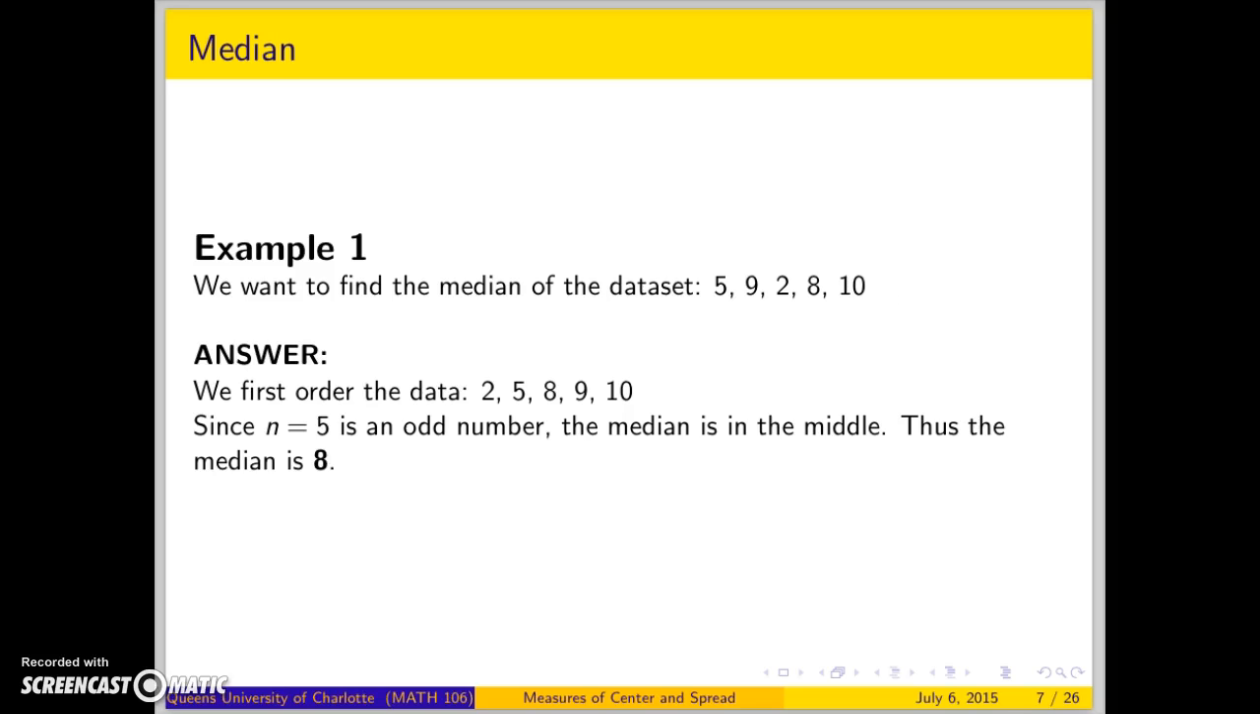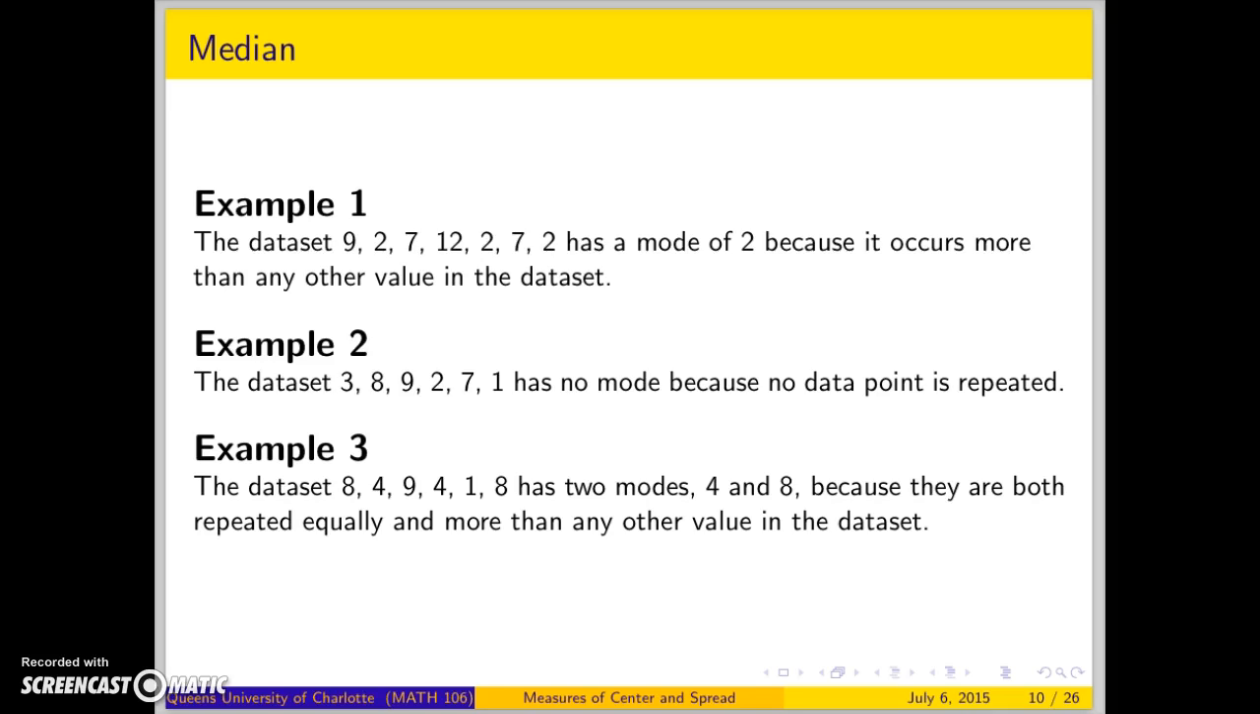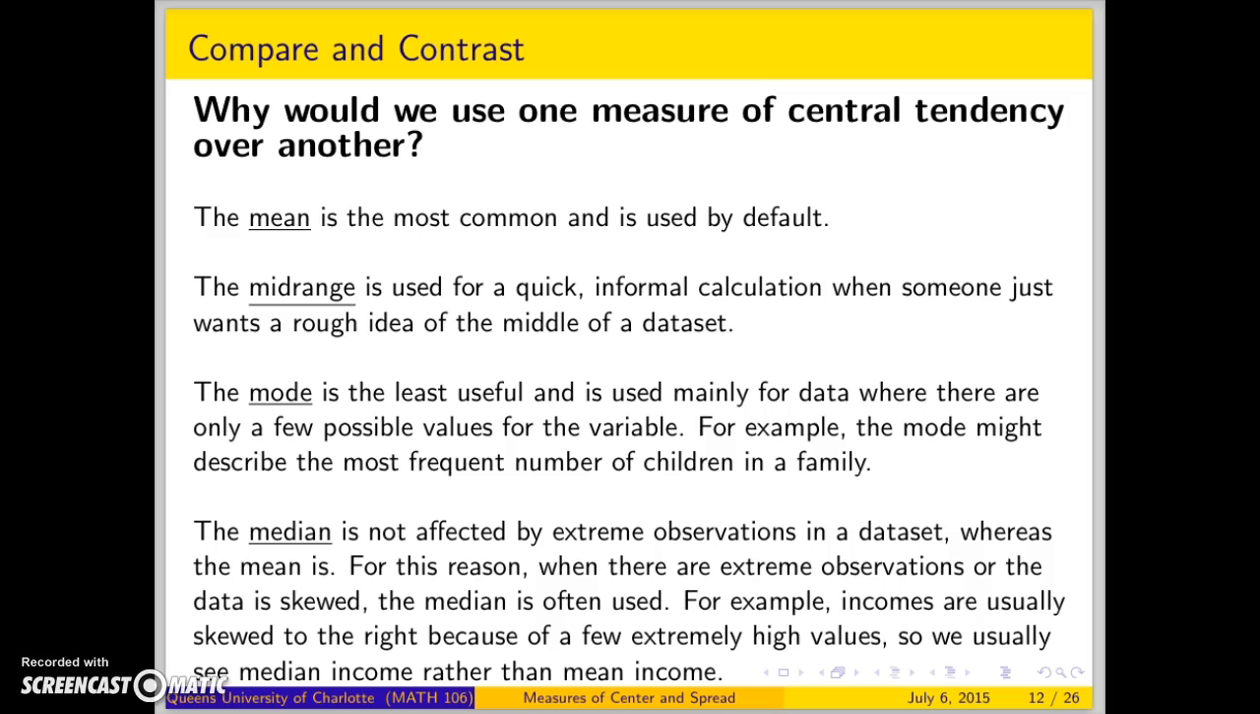So when the data is really skewed, we would use the median because we wouldn't want a measure that's affected by the extreme values that's causing skewness. Let's go back to that. So incomes are usually skewed to the right. So anytime they're talking about income, they usually use the median income rather than the mean.